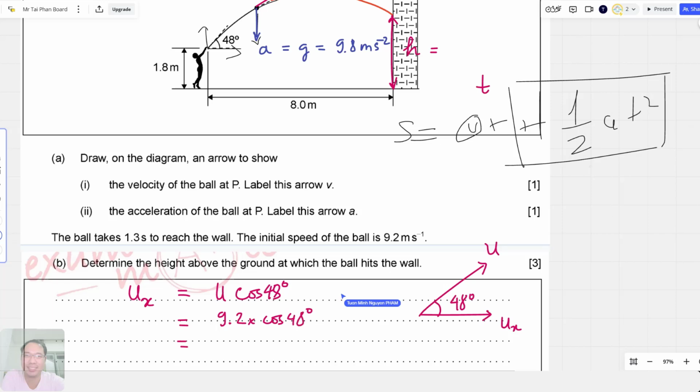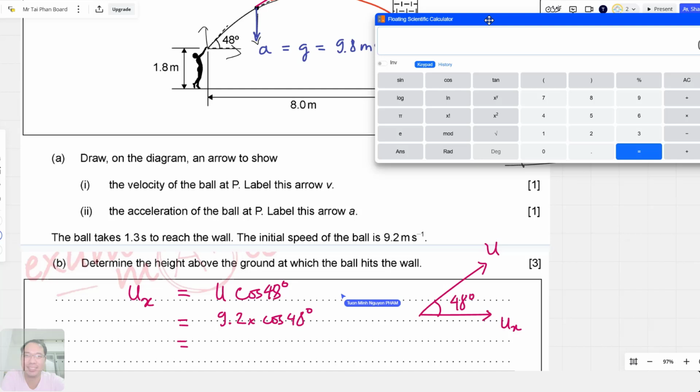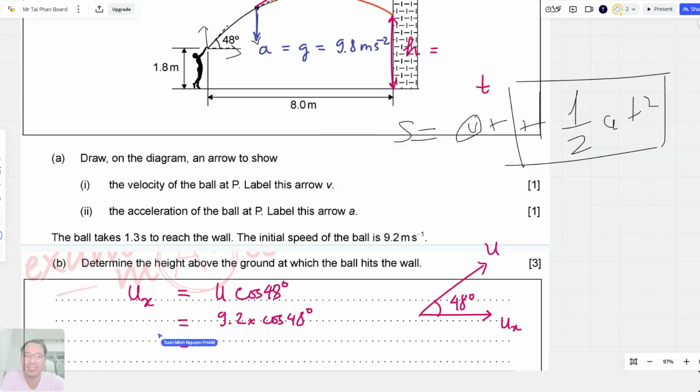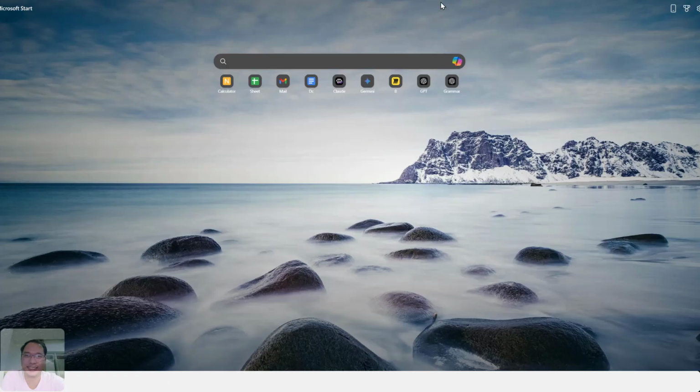Let's calculate that. Okay, it is cosine 48. That's wrong, it's in radian. Switch to degree. 6.15. So the calculator here doesn't work, I'll do the calculation on another calculator.